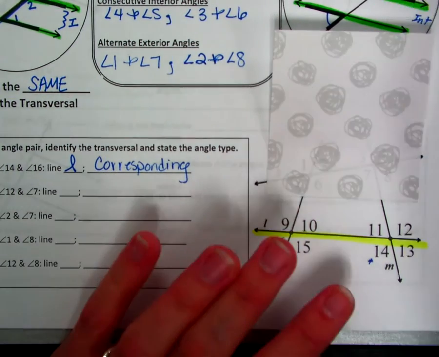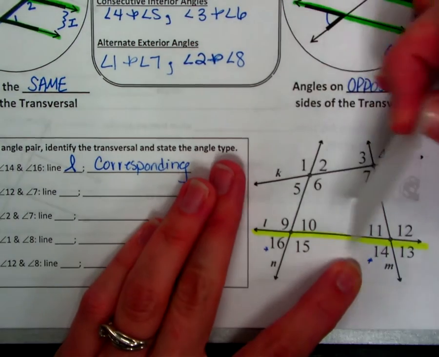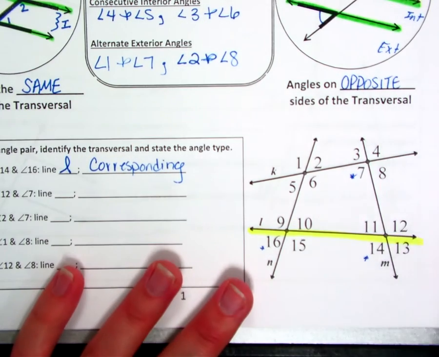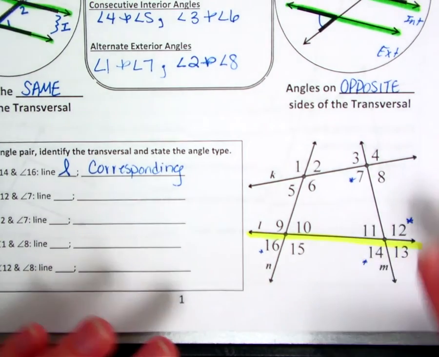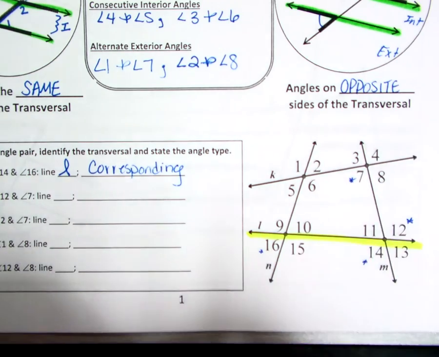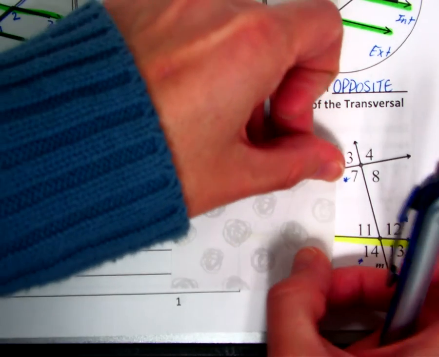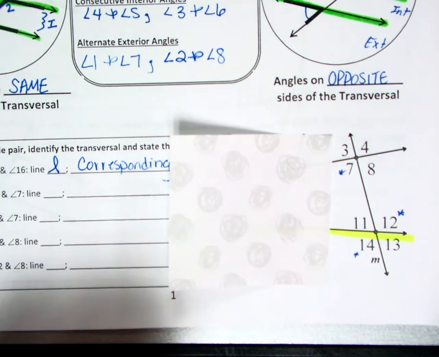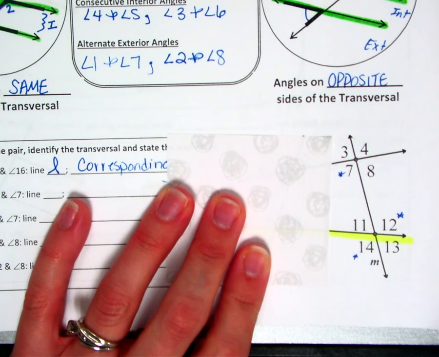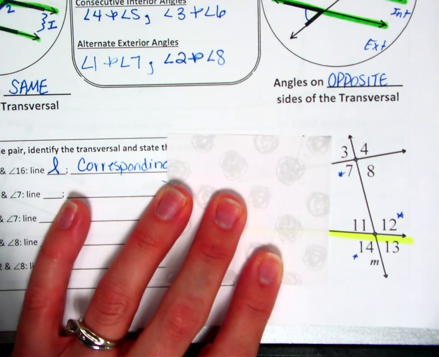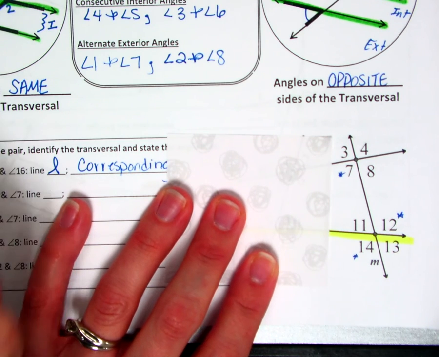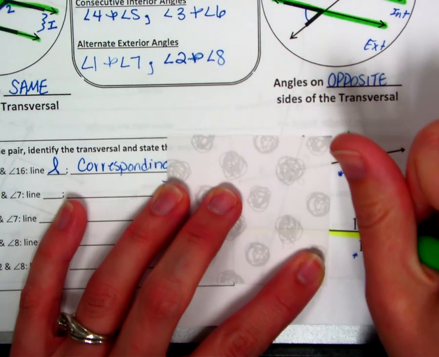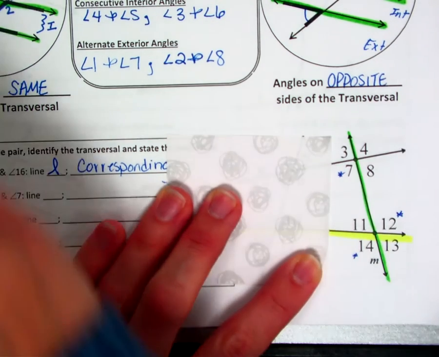Okay, 7 and 12. So I've got to find number 7. So here's 7, and here's 12. So these two groups of 4 are needed. These groups of 4 are not. So I cover them up with my sticky note so that I'm not worrying about them. Okay, my transversal. What line do they both have in common? Which line are they both touching? This one here, which is line M.